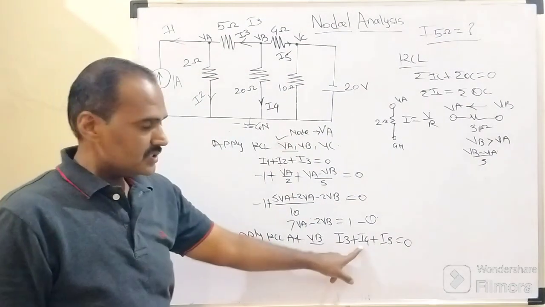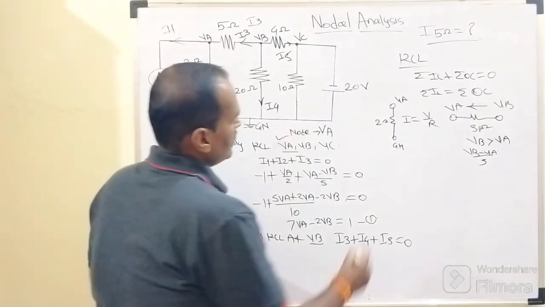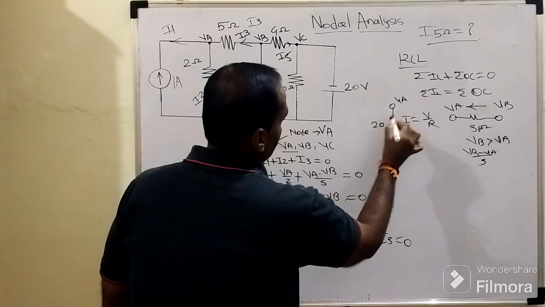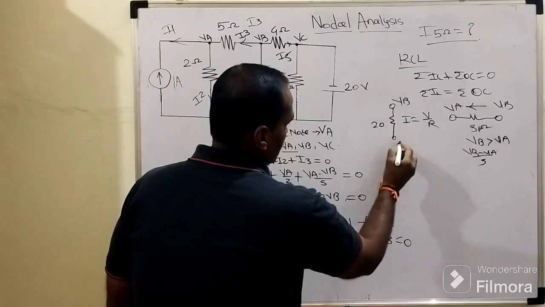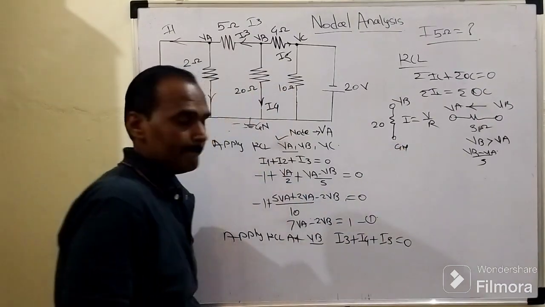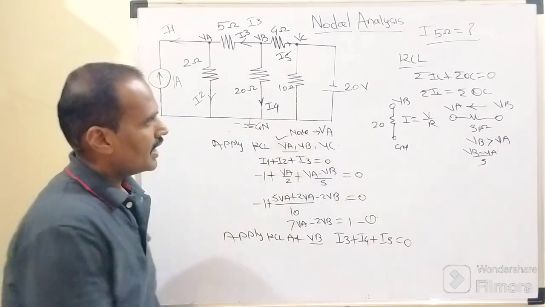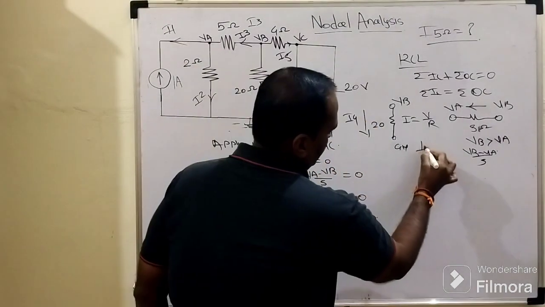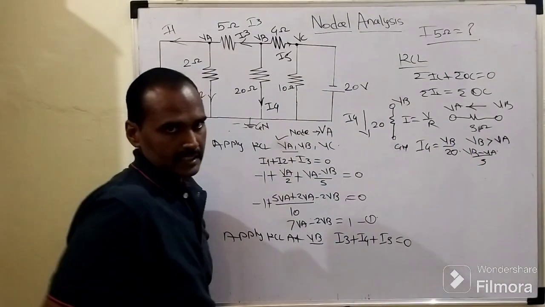What about this I4? I4 is the current flowing through this 20 ohm resistor. Here instead of 2, I will write 20, and this is potential VB, and this is the ground node. So I equals V by R. I4 is considered outgoing, so I4 equals VB by 20.